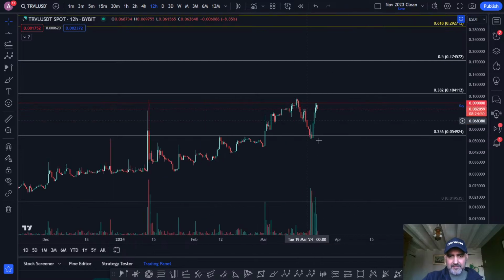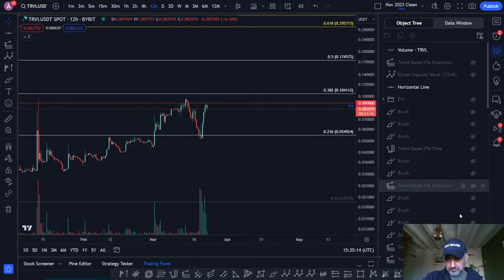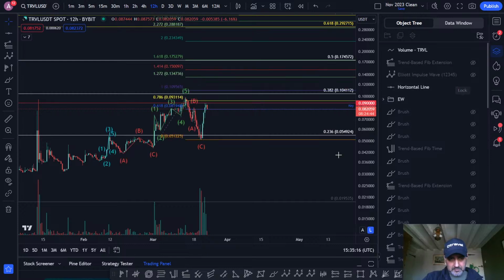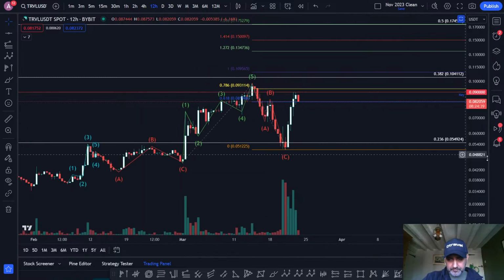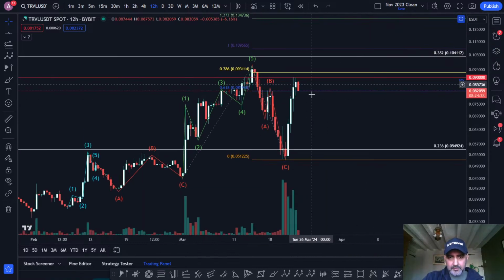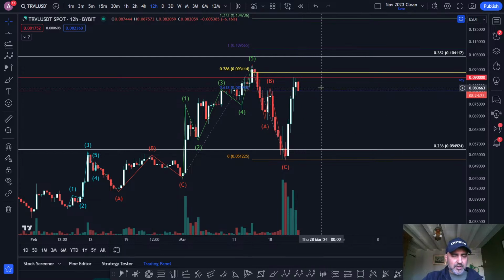I mean, look at that V shape. It's nice. It's really nice. So this is my kind of current EW count right now. Back into 9 cents again. See that? But if we can just hold here and just consolidate here, we're just consolidating on the resistance.